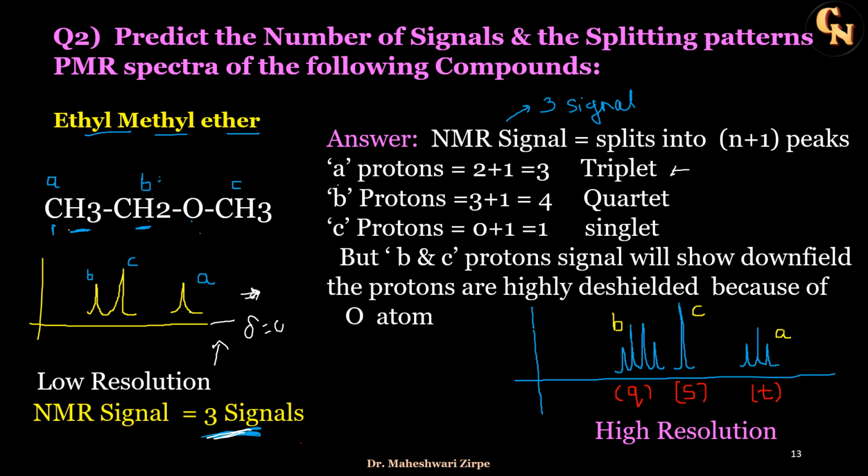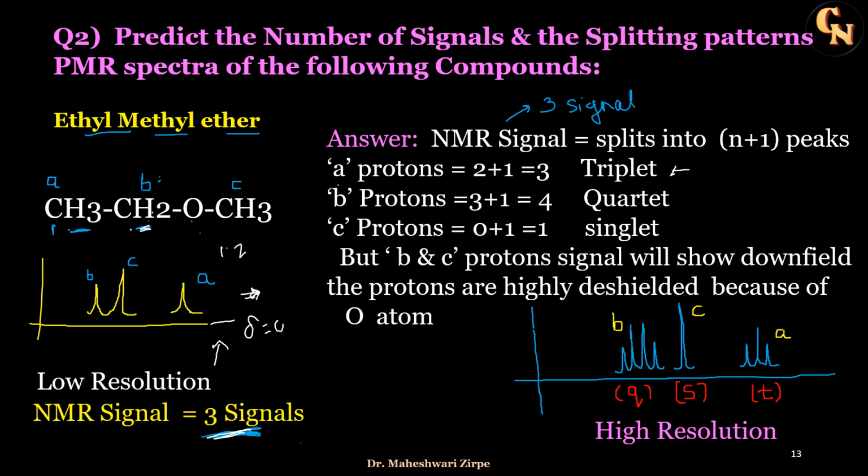Why? Because its neighboring group is CH2, there is no electron withdrawing group, it is just next to the CH2. So it will have a value of more than 1.2. The C protons also will have more than 1.2 value, because immediately after the carbon there is oxygen as an electron withdrawing group. Then let us talk about B protons.